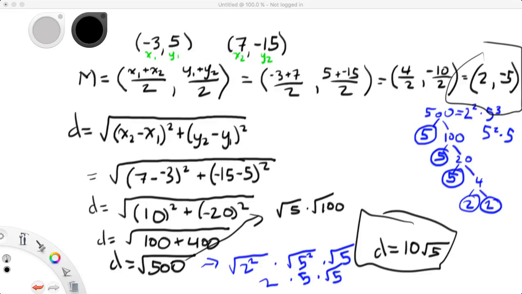So my final answer is going to be that D is equal to 2 times 5 is 10, 10 square root of 5. Okay, which makes sense actually, because another way that you could write this is that this is the square root of 5 times the square root of 100, and the square root of 100 is 10. So 10 square root of 5, and that's my answer for distance. This is my answer for midpoint.